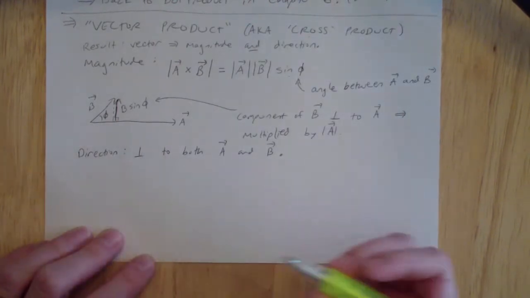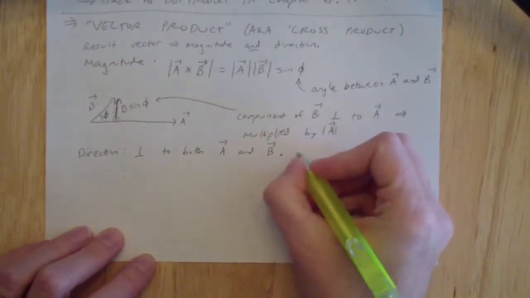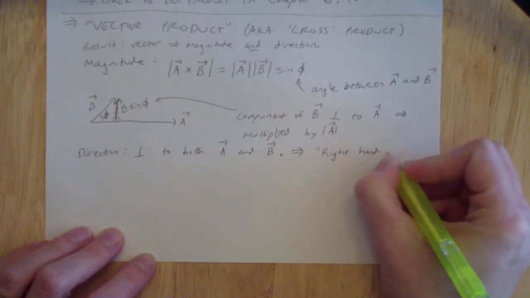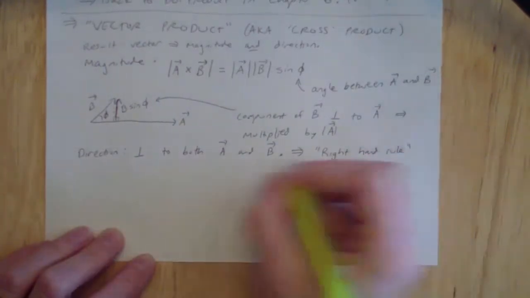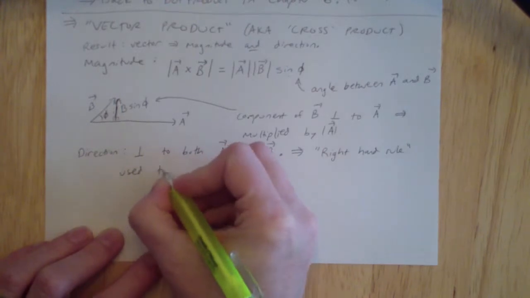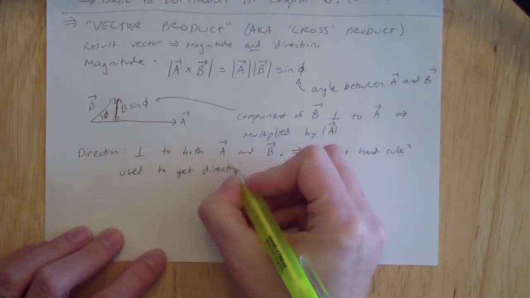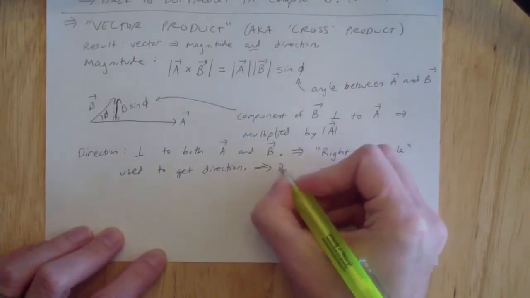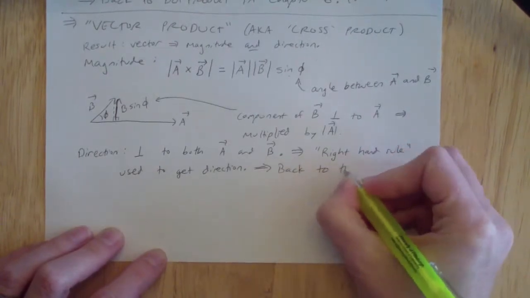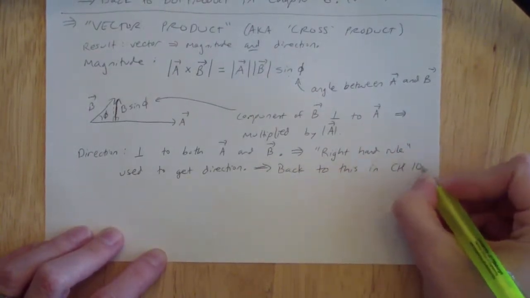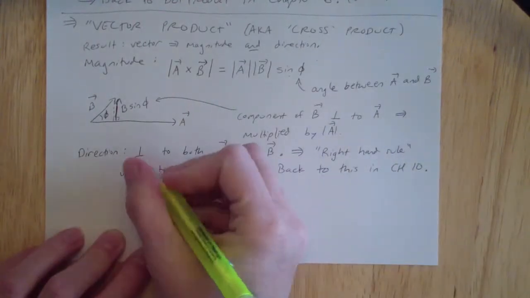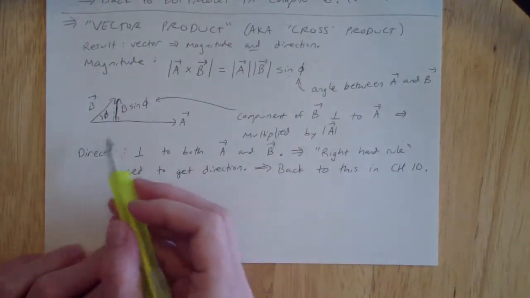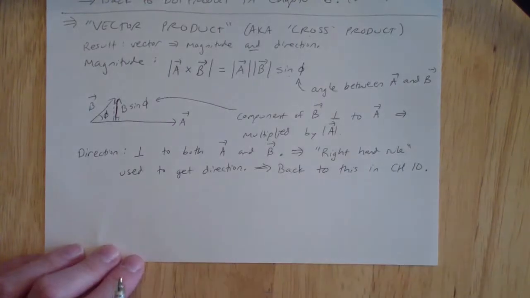It turns out that it would be out of the page, and the way that you determine that has to do with something called the right-hand rule in order to get the direction. So the right-hand rule is used to get the direction. We'll cover that more when we need it because it takes a little getting used to. And so I'll just say that we'll come back to this idea in chapter 10 when we talk about torque and angular momentum. And those ideas then actually are cross products, and we'll use the right-hand rule to calculate a direction.